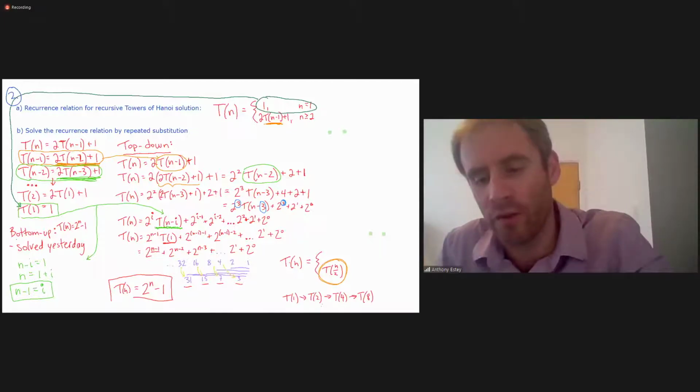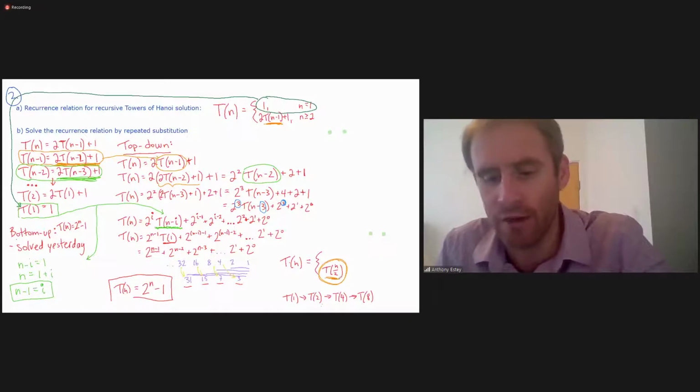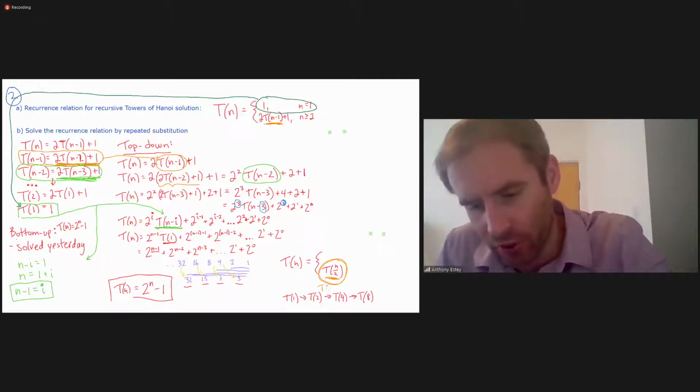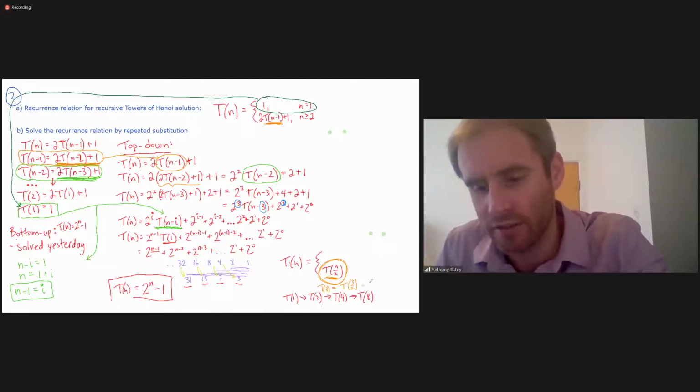Because going bottom up, if we try to actually do a T of 3, that's difficult because that's going to be equal to T of 3 over 2, which is T of 1.5, which we don't actually have.